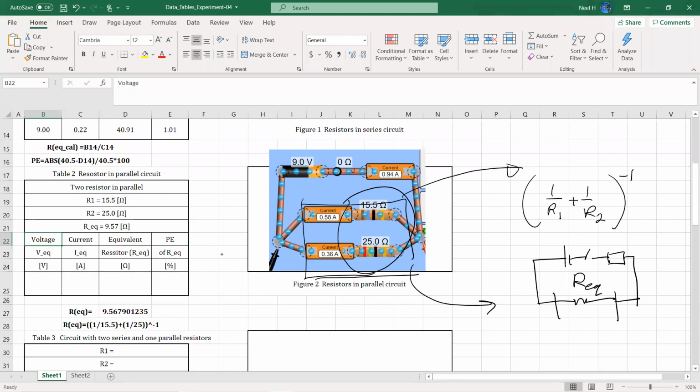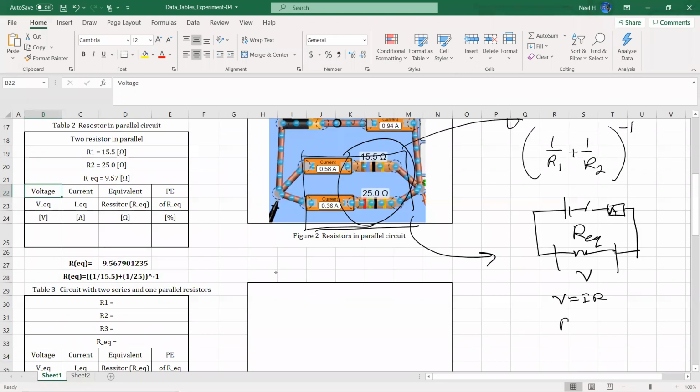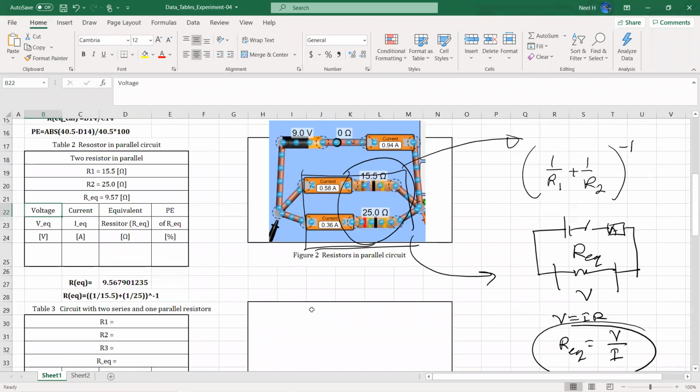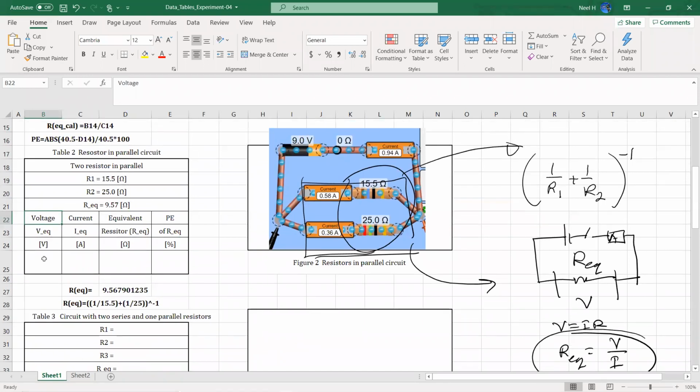So the voltage across this, and if I know the current from the ammeter, then we can use V equals IR again, the same way we did earlier. From that, we can recalculate Req. That will be the experimental value: total voltage divided by the total current passing through the total resistance. Okay, so let's take a look at that.